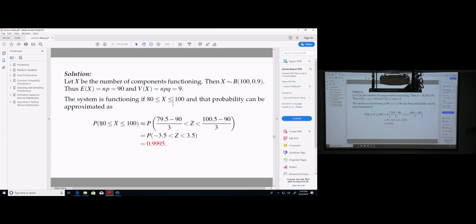Now, what are the numbers that we are interested in? We are interested in 80, 81 up to 100. But at 80, your histogram's left hand end of the bar starts at 79.5. So that is why we use 79.5. And then the bar here ends at 100, but the right hand boundary of the bar is actually 100.5. And so this is it. So we have this. All right?